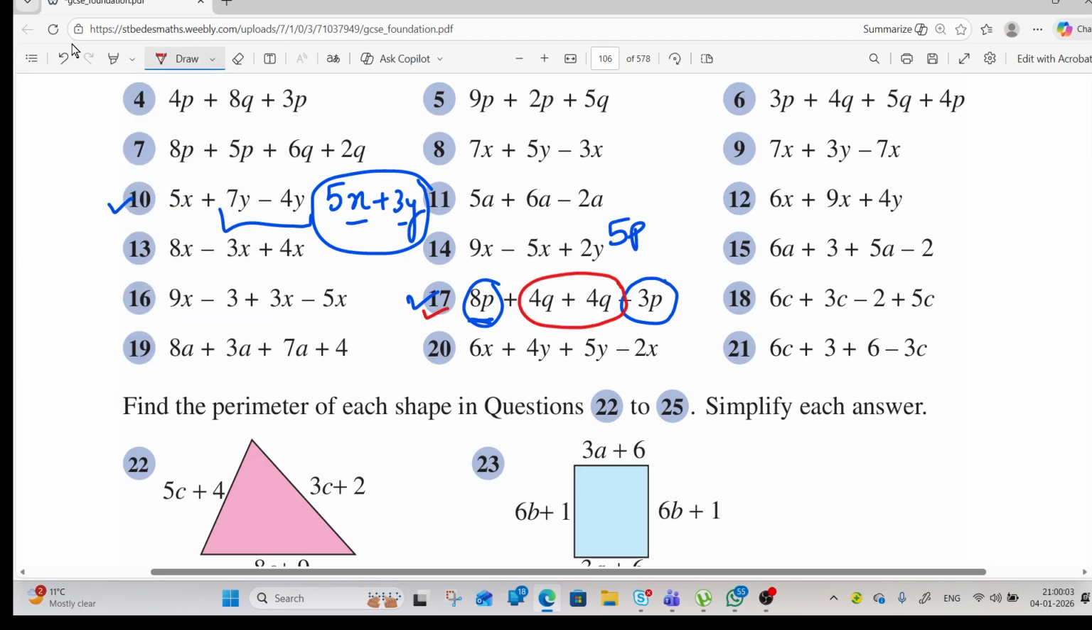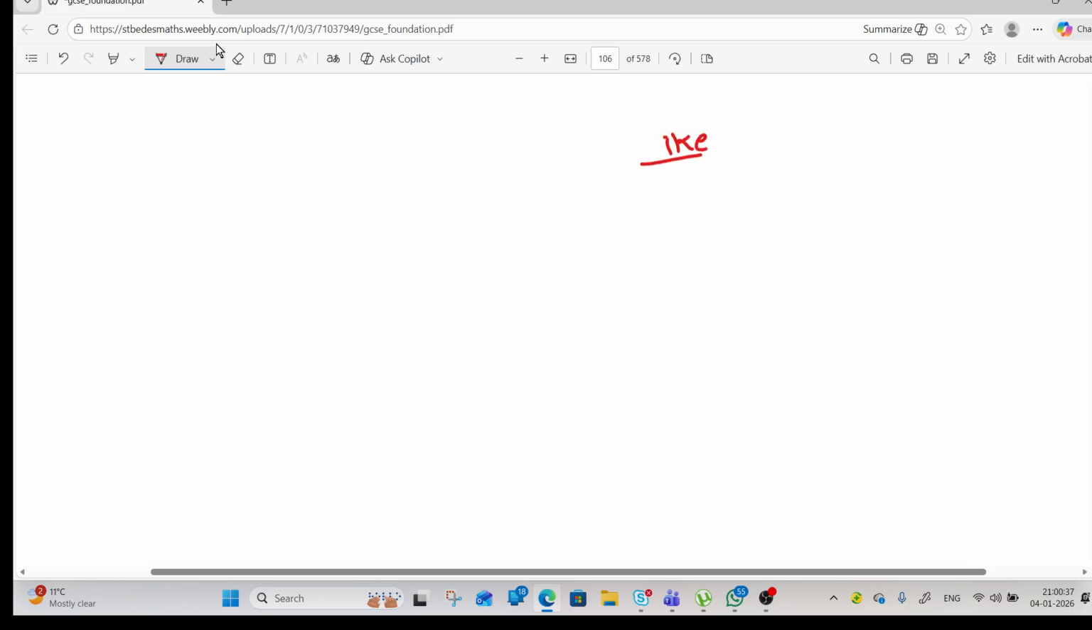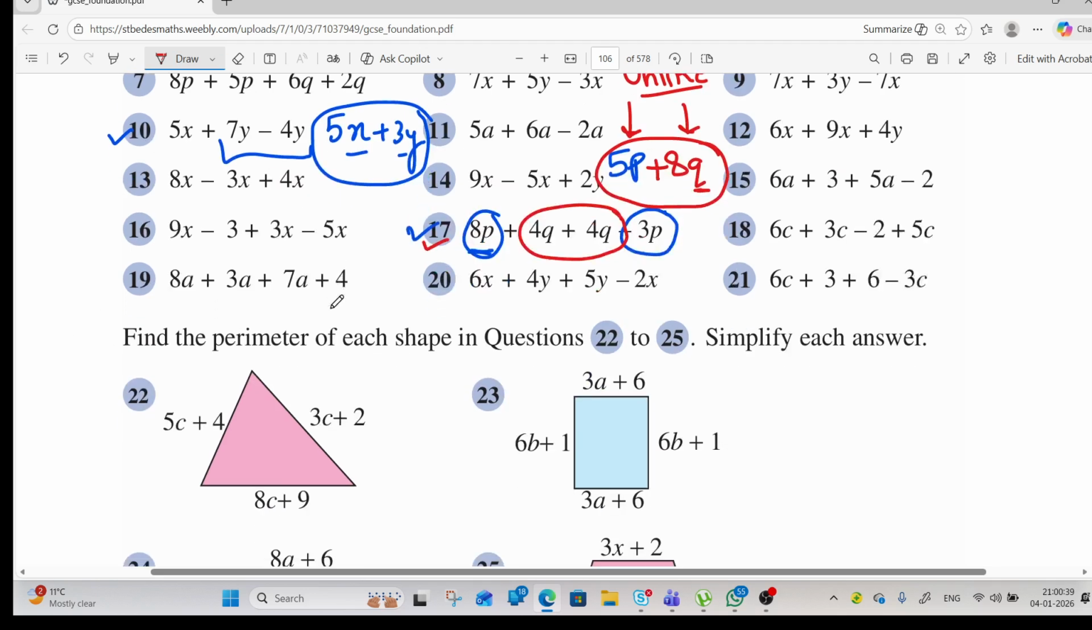What are the other pairs of like terms in the same question? 4q and 4q. Yes, which is 4 plus 4. Be quick. 8q. Don't forget to write the variable. So 5p plus 8q. Can we add 5p and 8q? No, because they don't have the same variable. They are unlike.